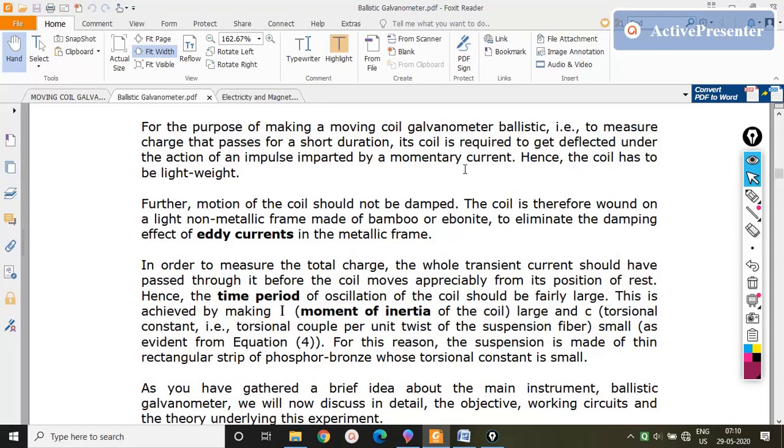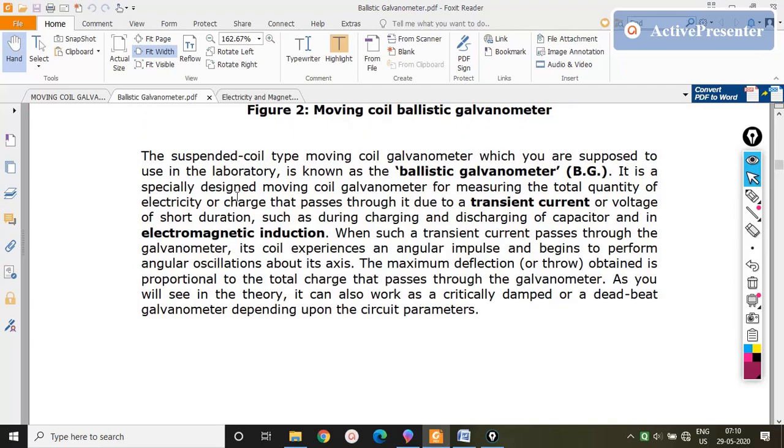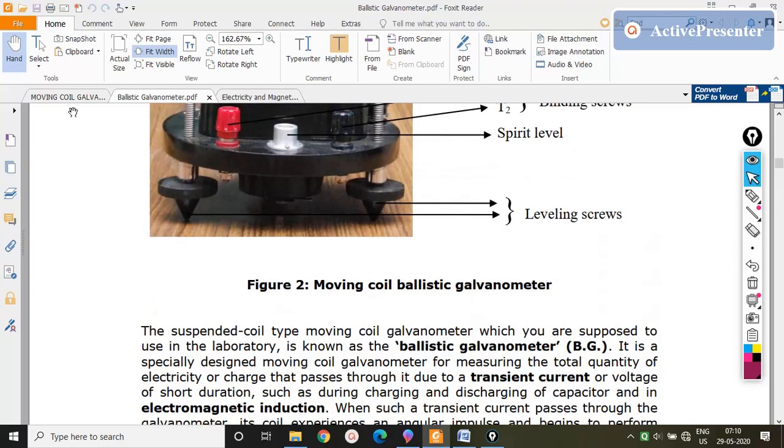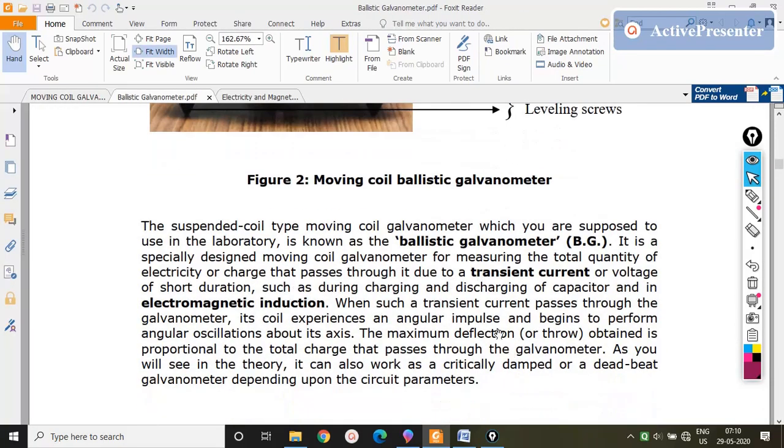So what are the situations to use a ballistic galvanometer? It is designed for measuring the total quantity of electricity or charge that passes through it due to a transient current. When such a transient current passes through the galvanometer, the coil experiences an impulse, an angular impulse, and begins to perform angular oscillations about its axis. The maximum deflection obtained is proportional to the total charge that passes through the galvanometer. So this is the way a moving coil ballistic galvanometer works. When it is under ballistic condition, this is how it is used. That is how it performs measurement.